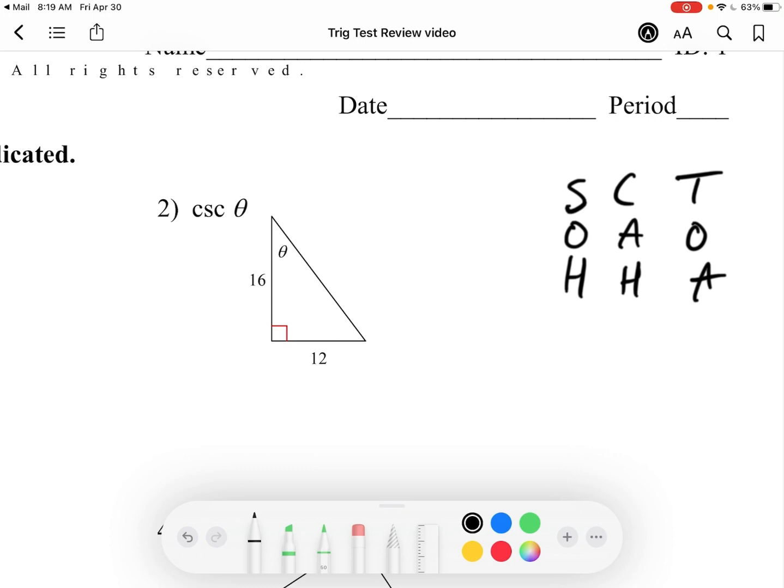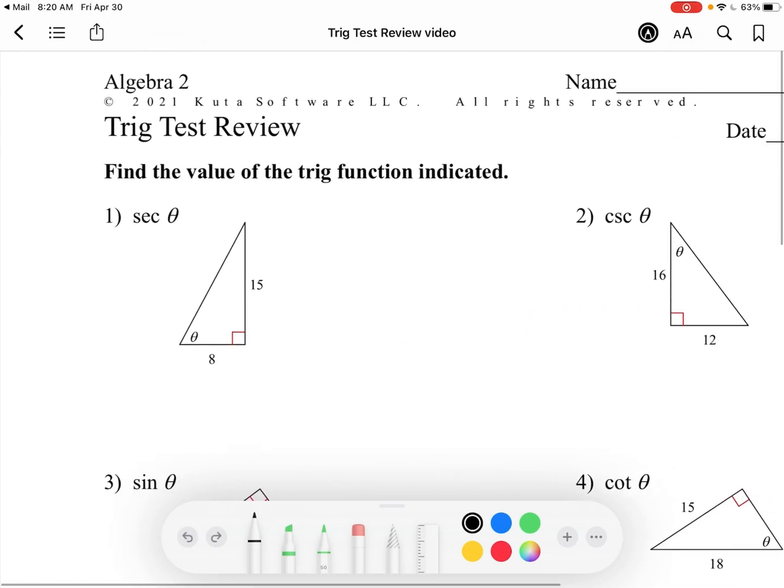So sine, the reciprocal is cosecant. The reciprocal of cosine is secant, and the reciprocal of tangent is cotangent. So whenever you see this, it's going to be the reciprocal of this, right? Tangent is opposite over adjacent, so if you're looking for cotangent, it's going to be the reciprocal, adjacent over opposite. You just switch the values.